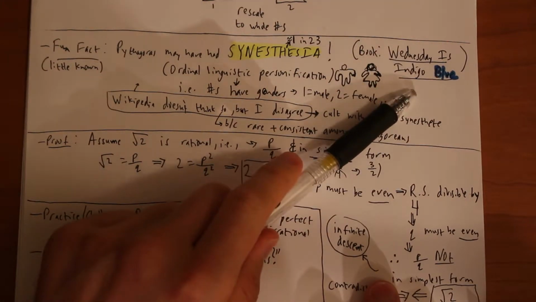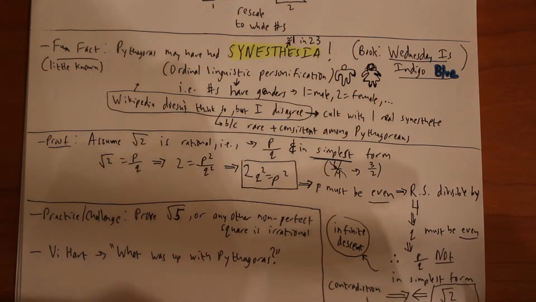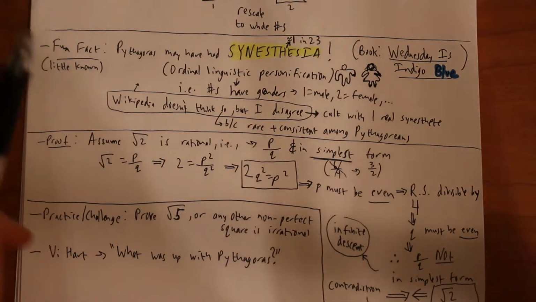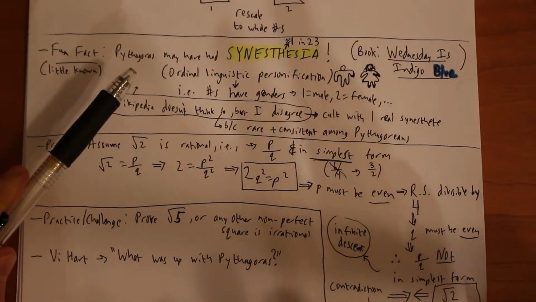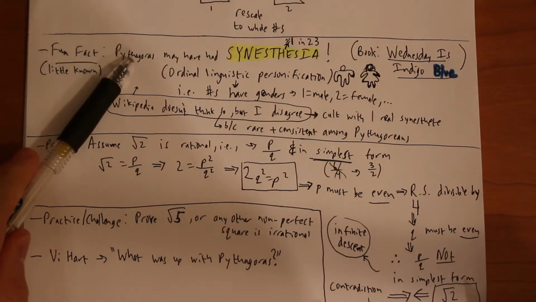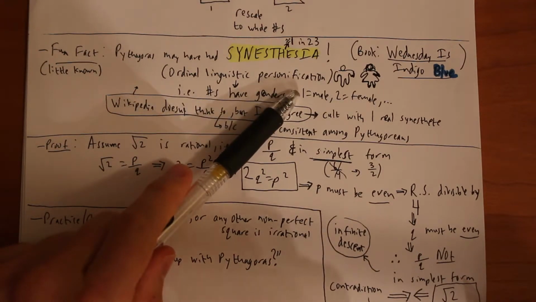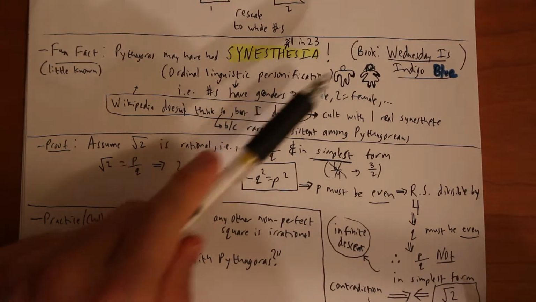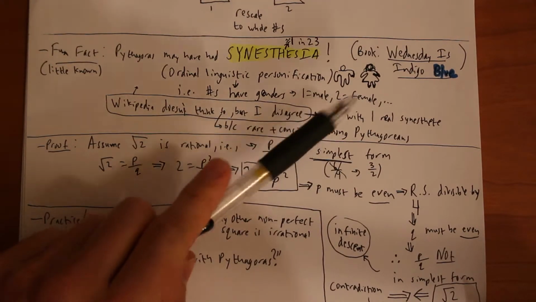Wednesday Is Indigo Blue basically tells you about all the different types of synesthesia and, for the normal person, anything you've wanted to know. There's a conjecture in the book that Pythagoras may have had a form of synesthesia. This will be a mouthful, but specifically ordinal linguistic personification. What does that mean in human terms? It just means that when he saw numbers, they had genders, male and female. For example, 1 is male, 2 is female, 3 is male.